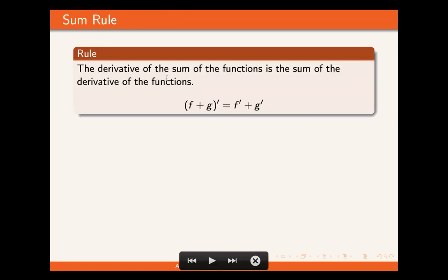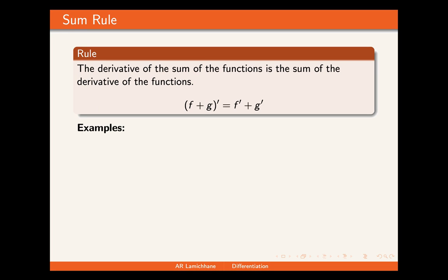The derivative of the sum of the functions is the sum of the derivatives of the functions. So this is called the sum rule. That means if you have two functions, let's say f and g, then the derivative of the sum of these two functions will be the sum of the derivatives of the individual functions. So if we have f plus g, and we are finding the derivative of that function, we first find the derivative of f, we also find the derivative of g, and then just add the derivatives together. So this is what is known as the sum rule of the derivative.